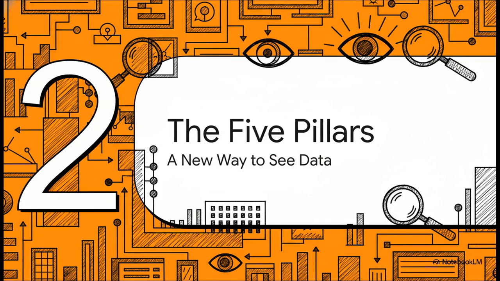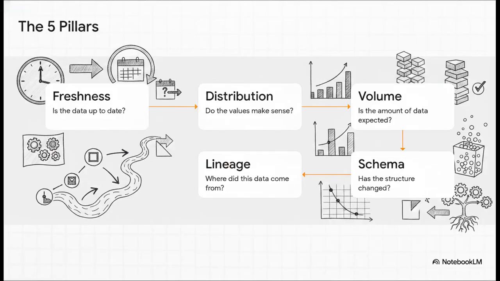Okay, so if that's the problem, and it's a big one, what's the solution? Well, the modern answer to this whole trust gap mess is data observability. And this isn't just about monitoring your systems, it's about truly, deeply understanding the health of the data inside those systems. A really solid observability strategy is built on what are known as the 5 pillars of data health.